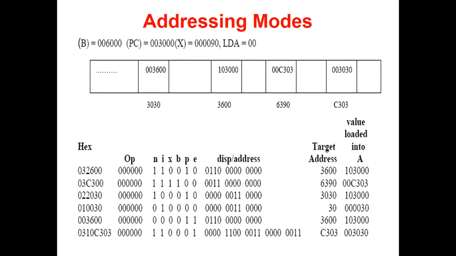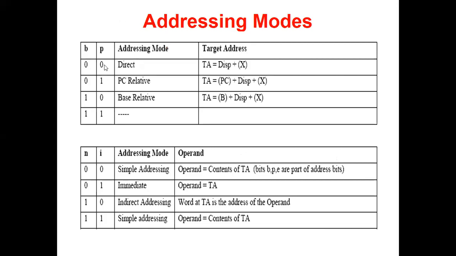So how are we getting the 30? The target address. So here they are telling us that to calculate the target address, we use the bits B and the P. So here B is a 0 and the P is a 0, which means that we are not doing any calculation. So according to this table, when B is a 0 and the P is a 0, that is the direct addressing, and the target address is just the displacement plus maybe the register X, but remember we said register X is only added when that bit X is a 1.